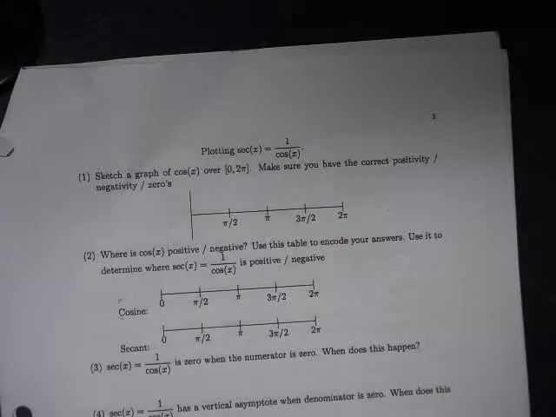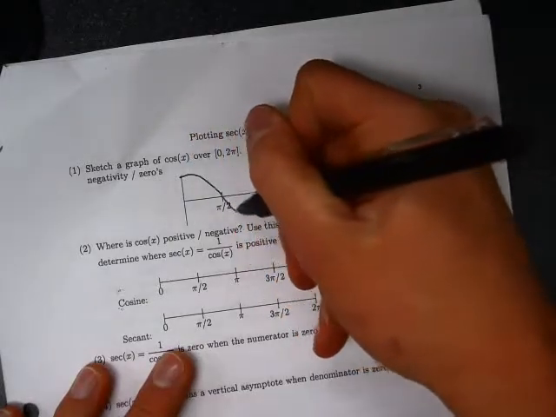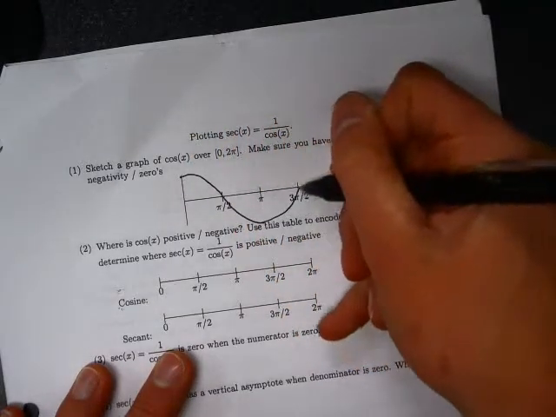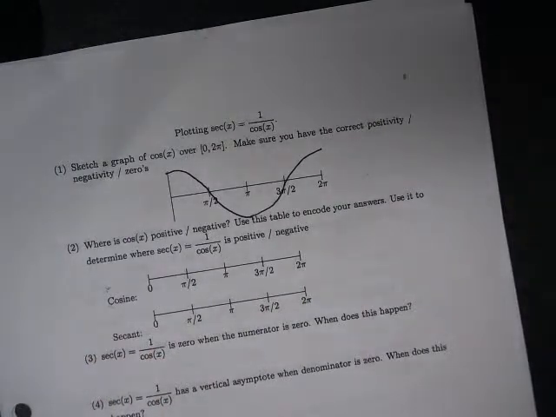So secant is 1 over cosine. Let's start with the graph of cosine. There's the graph of cosine from 0 to 2 pi. Let's start by figuring out where secant is positive. From 0 to pi over 2, is secant positive or negative? Positive, because cosine is positive. From pi over 2 to pi? Negative. From pi to 3 pi over 2? And 3 pi over 2 to 2 pi?